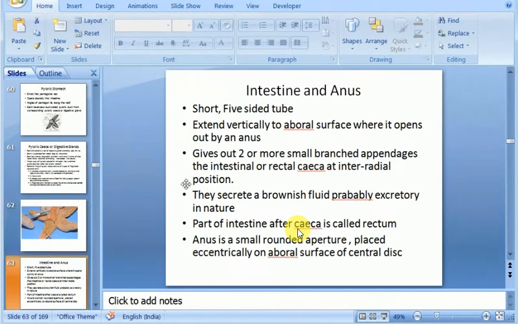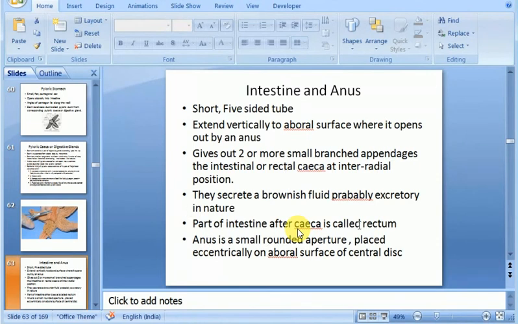Also, the intestine gives out two or more small branched appendages, which are called intestinal ceca or rectal ceca, at the interradial position, between two radii, between two arms. They secrete a brownish fluid, which is probably excretory in nature because this path leads to the exterior. So the fluid which is of excretory nature is excreted out through this rectal part and lastly the anus.